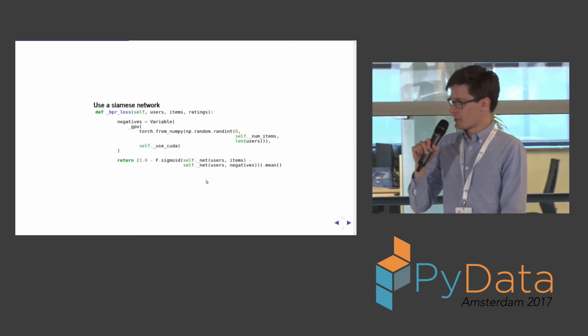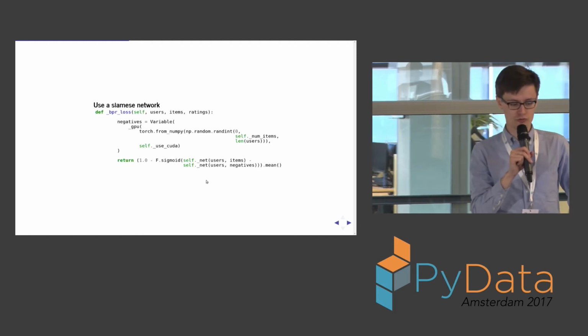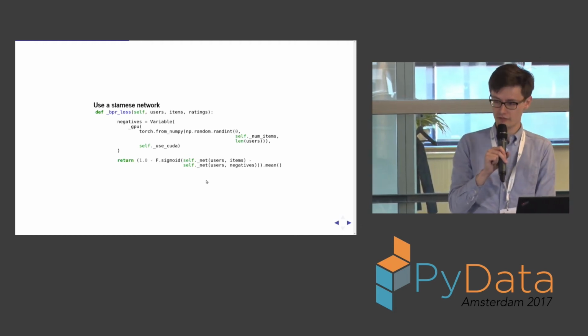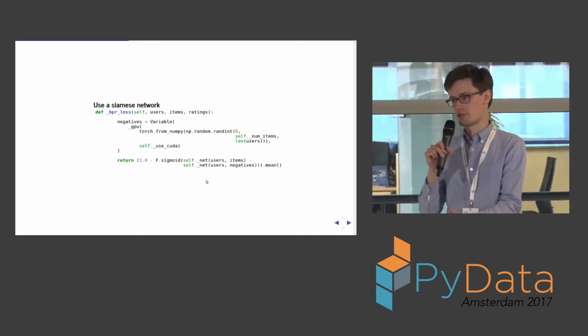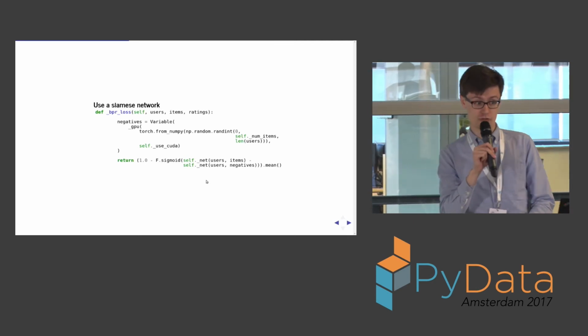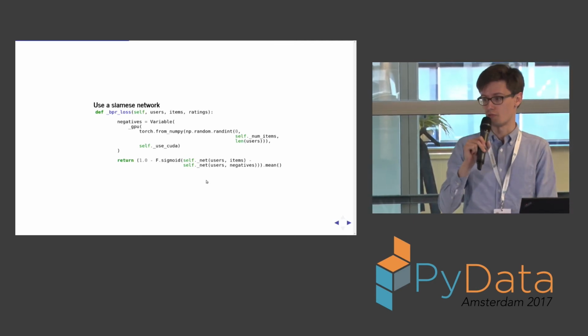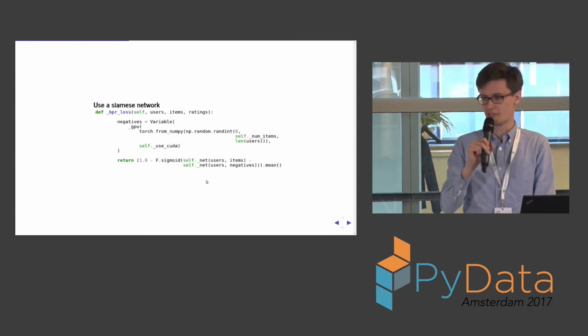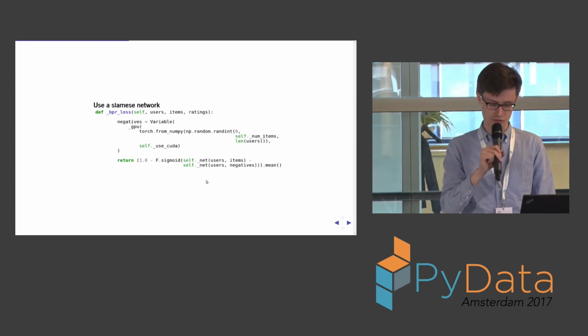So what might the implementation look like? Again, very similar to the previous implementation. You sample some negatives, but instead of just concatenating the two loss vectors, you feed it into the BPR loss, or the loss with the one minus sigmoid of the difference between the positive and the negative score.